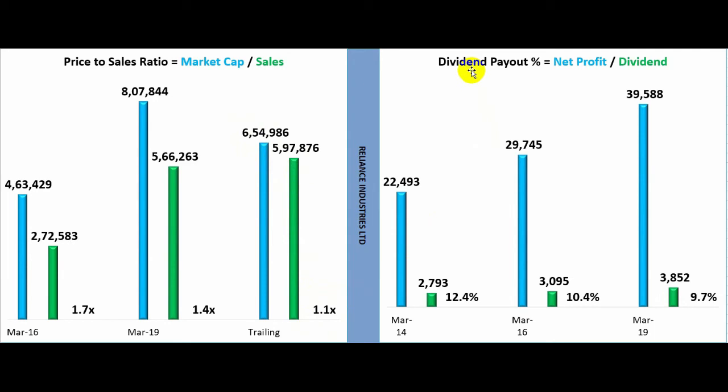In terms of how much dividend was being paid out of the net profit, in 14 the payout rate was around 12%, whereas in March 19, 9.7% of the profit was paid out as dividend. When we look at the numbers as such, they are very nearby to each other. Every year we can see the profit increasing, but the dividend payout rate or dividend as numerical values has not shot up at a very high rate.